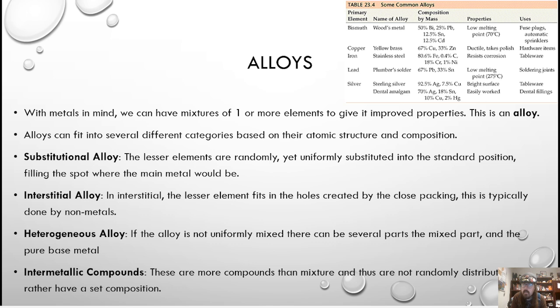Sterling silver, which is silver with copper, which gives a brighter surface. And dental amalgam, which is silver, tin, copper, and mercury, which allows it to easily be worked to make up dental fillings. So, some of these are used in our everyday life still.